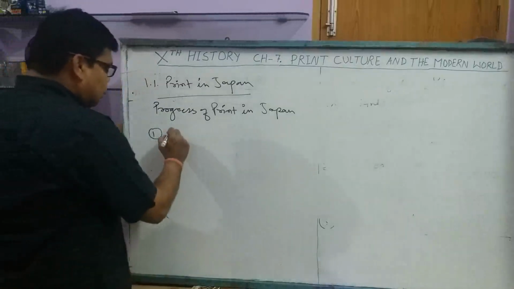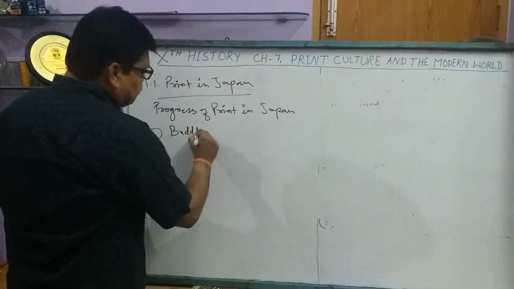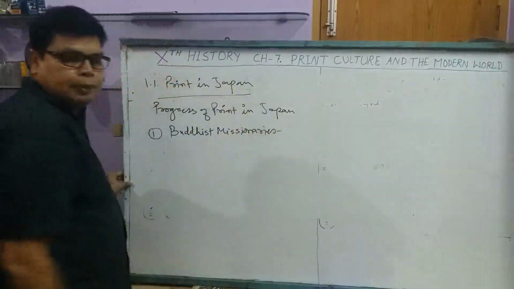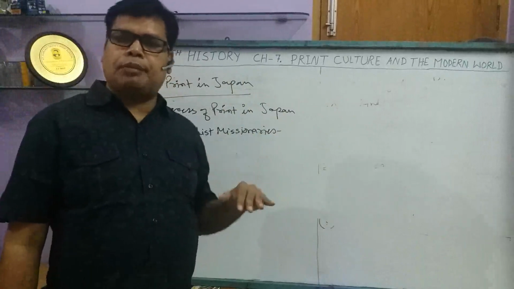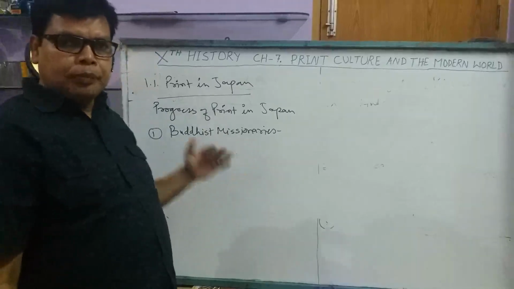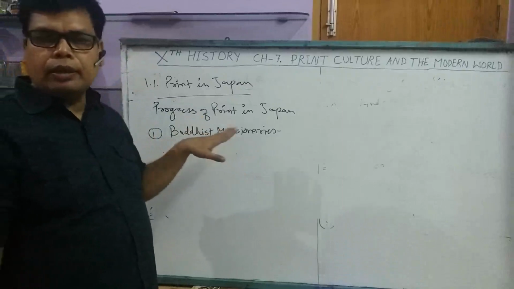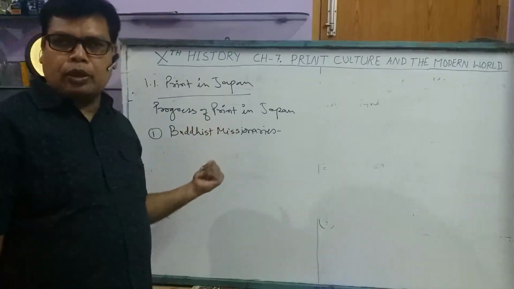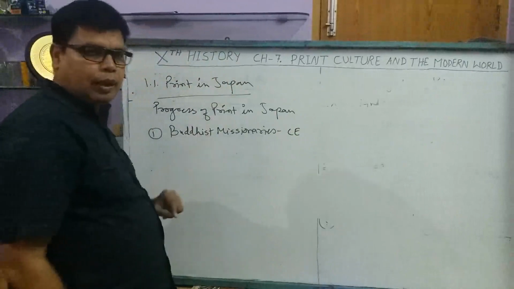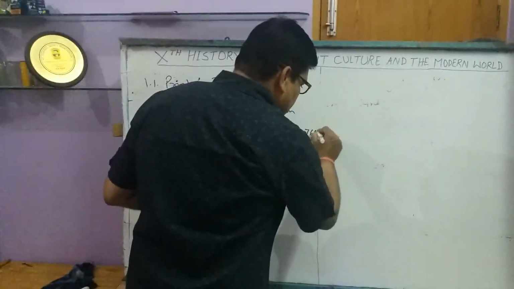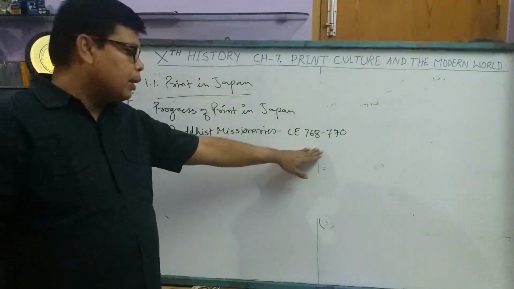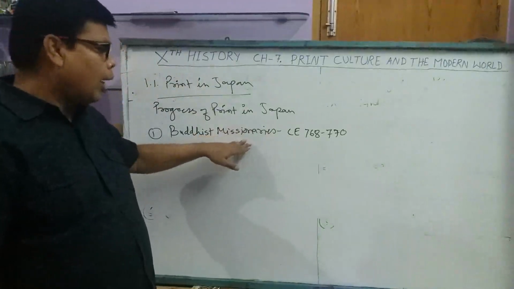See, the first would be the Buddhist missionary. The Buddhist missionaries often used to travel from one country to another in search of knowledge and enlightenment. In the meantime, the Buddhist missionaries visited China, and they saw that there is a woodblock printing technology there. So finally, in the Common Era, instead of AD I am writing CE, Common Era, 768 to 770, we have seen that the Buddhist missionaries brought the idea of print from China to Japan, right?